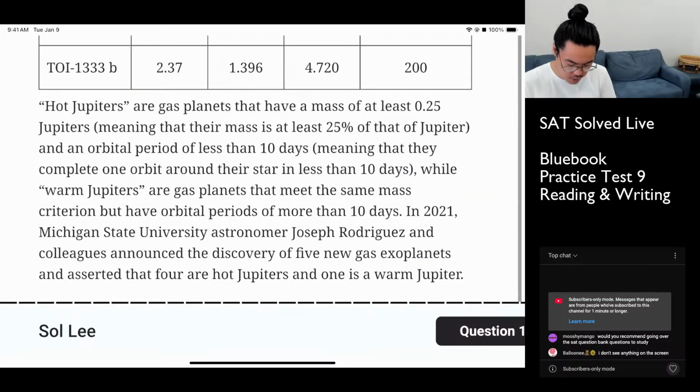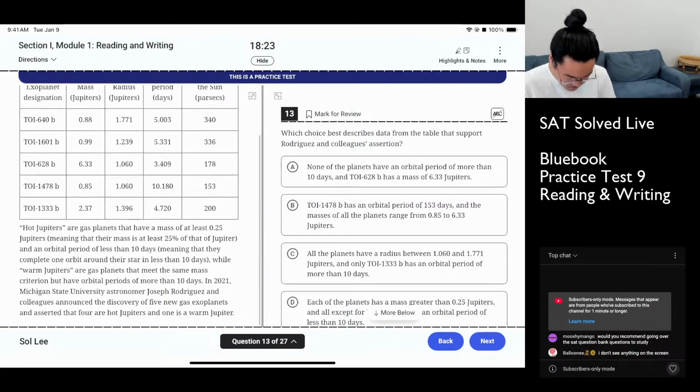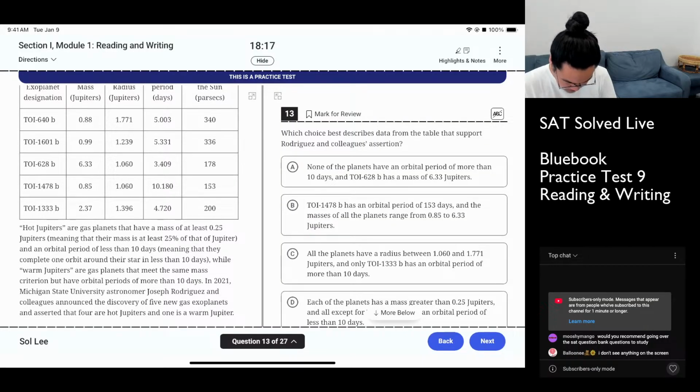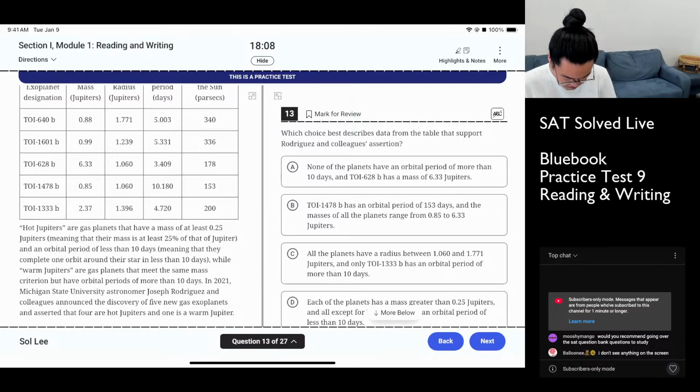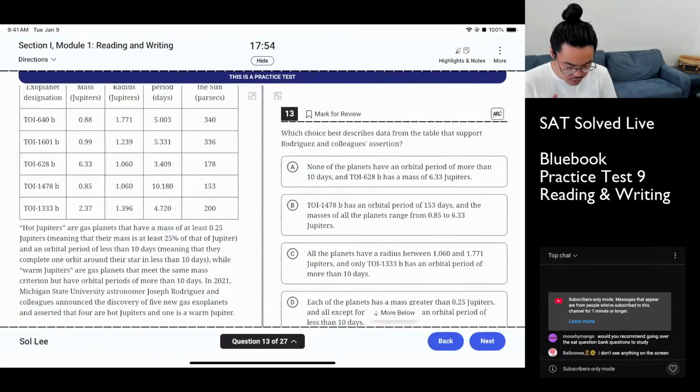Okay, so hot Jupiters are gas planets that have a mass of at least 0.25 Jupiters, which is all 5 of them. All 5 of them are hot Jupiters. Okay, and an orbital period of less than 10 days. Where is that? Less than 10 days. Oh no, one of them is not a hot Jupiter. Okay. While warm Jupiters have the same mass, but okay, so the warm Jupiter is the 1478b, this one. The zooming is super janky right now on this app, but the 1478b is the only warm Jupiter. 4 are hot, 1 is warm.